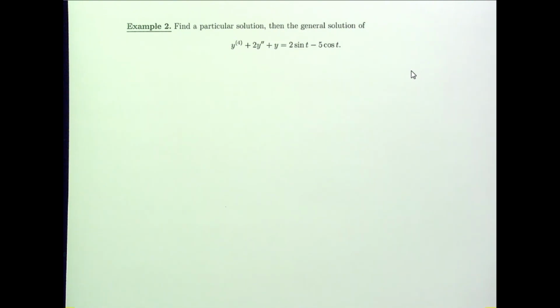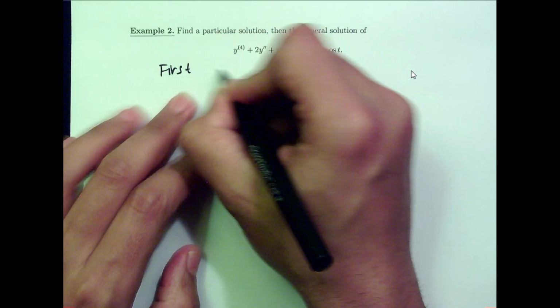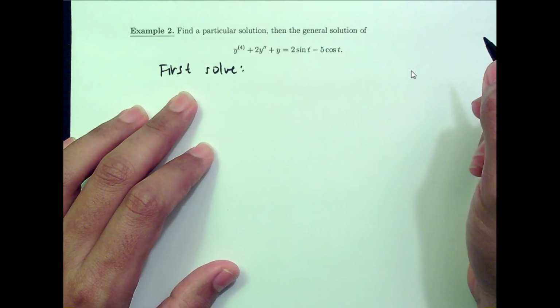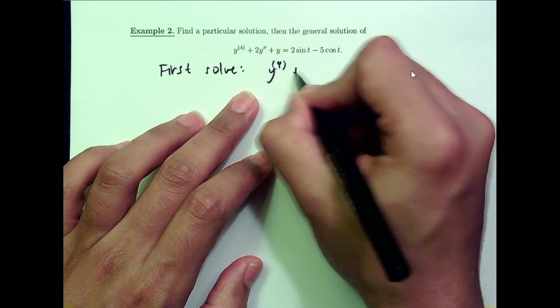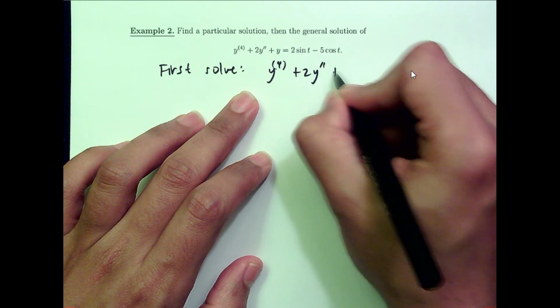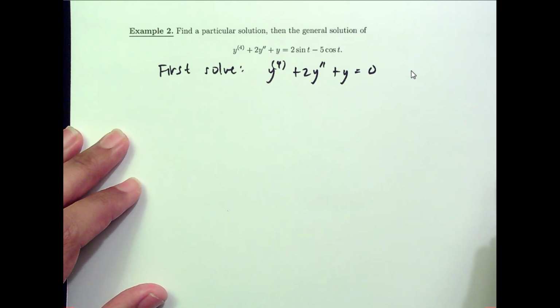Okay, now let's do another example of how to solve a differential equation of higher order, this time order 4, using the method of undetermined coefficients. First thing we need to do, as usual, is start by solving the associated homogeneous equation. So, fourth derivative plus 2 double prime plus y equals 0. So first we solve the associated homogeneous equation.